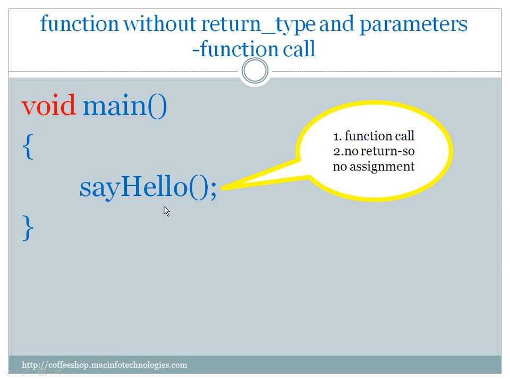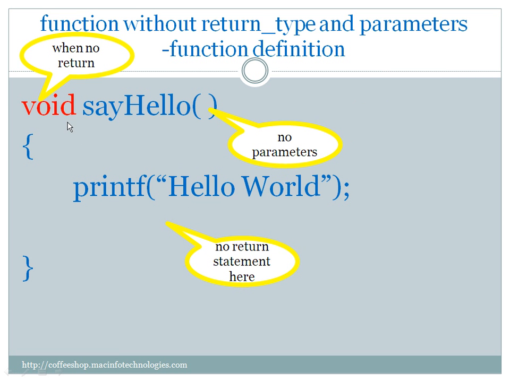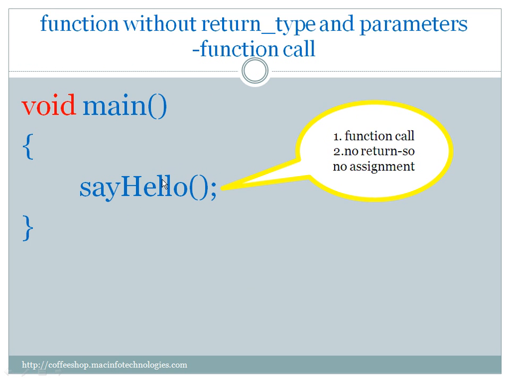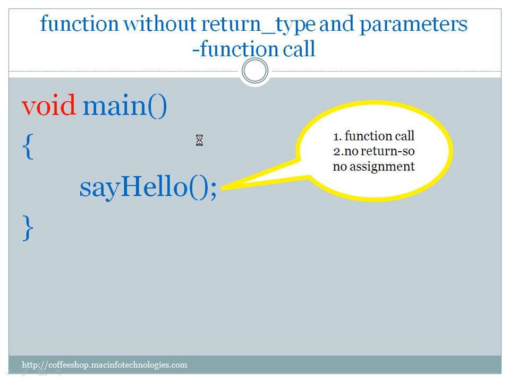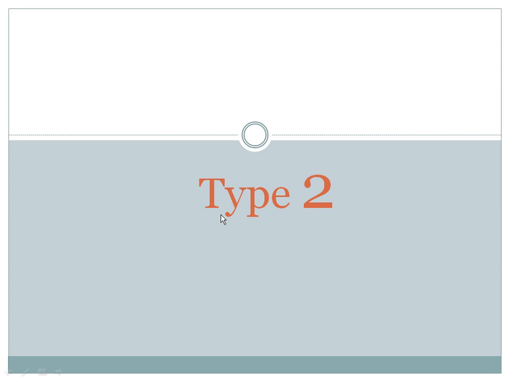We don't have a return value for sayhello. You can see it's a void type, so we don't return a value, and we are not assigning it to any variable. We'll see what assigning is in the next type. This is the function definition we saw, and we're calling that function. This function only prints hello world. It does not do anything else.